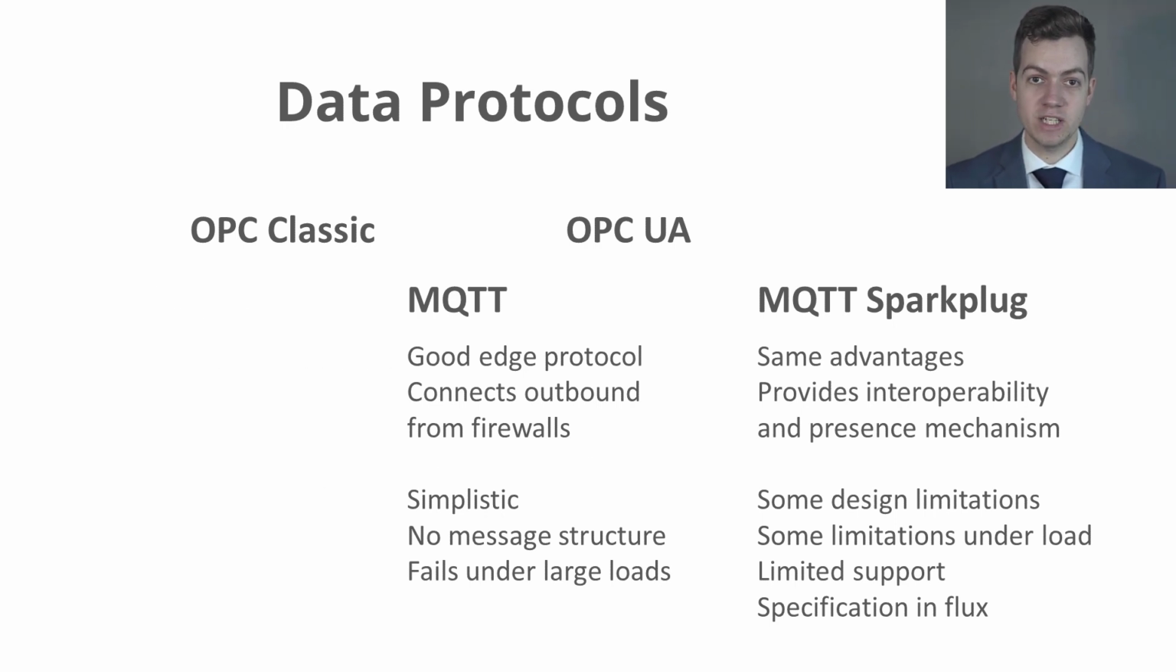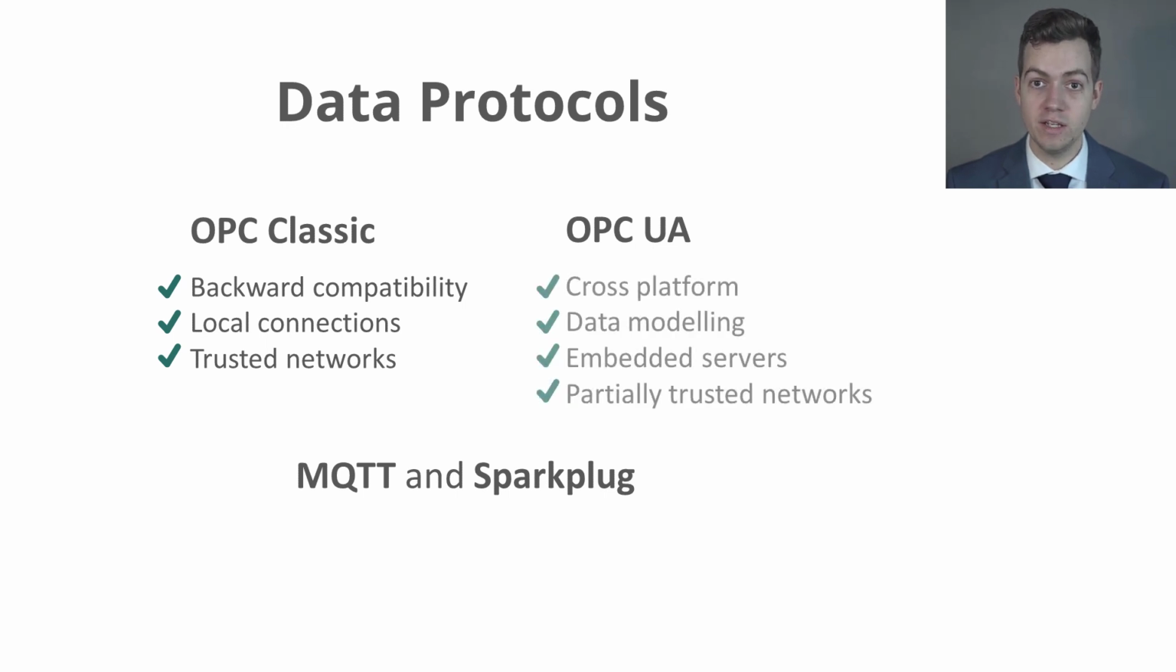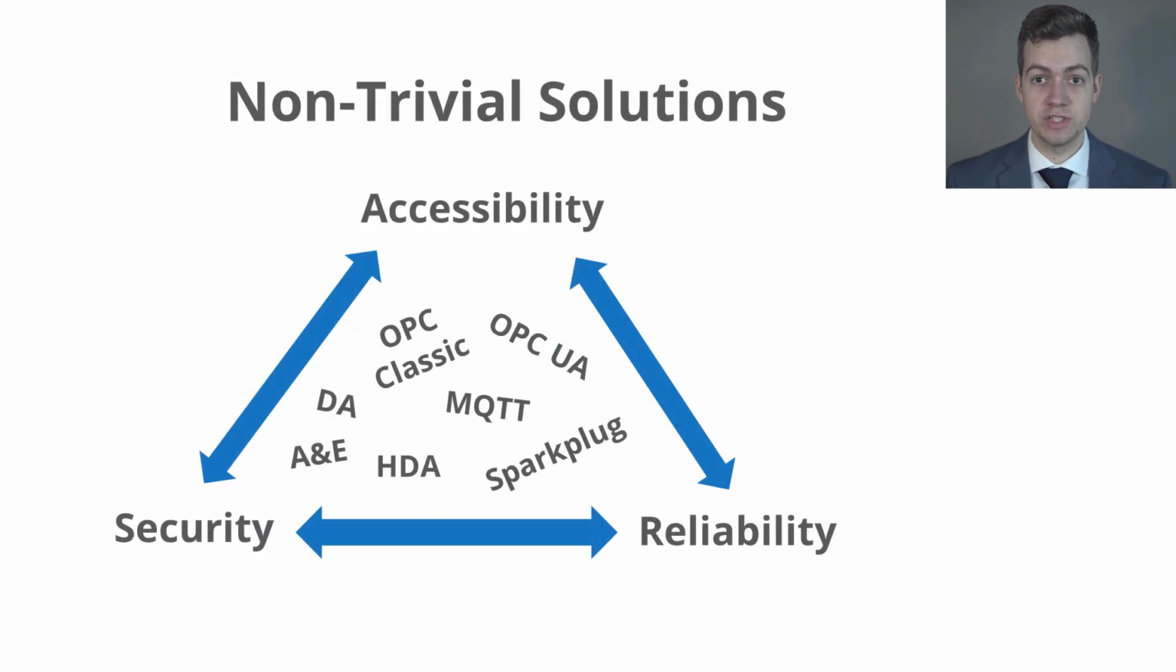To sum up, OPC Classic, that is OPC DA, A&E, and HDA, are good for backward compatibility, local connections, and trusted networks. OPC UA is good for cross-platform connectivity, data modeling, embedded servers, and partially trusted networks. MQTT and Sparkplug are good for edge collection from low bandwidth devices and other simple topologies. Non-trivial communication solutions typically use a mix of protocols to meet the goals of accessibility, security, and reliability. So what is the best way to combine these protocols and build the most reliable and secure system?